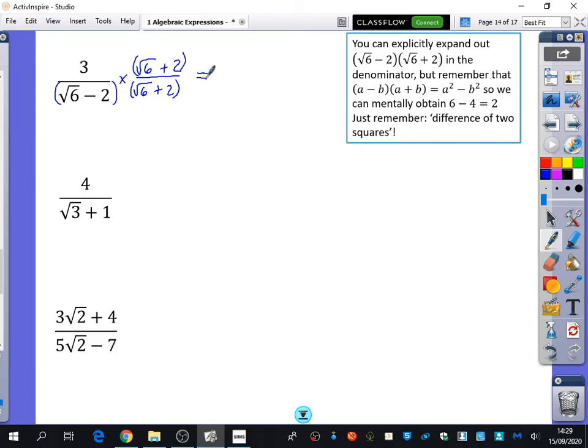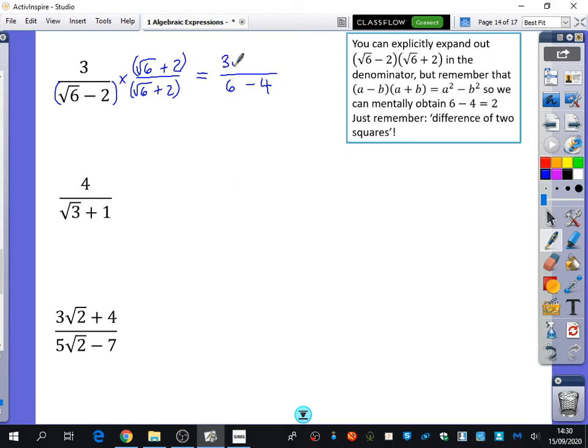So I've said in this box here, you can explicitly expand out those double brackets in the denominator. But remember, because it's a minus b, a plus b, because these are difference of two squares here, it's just going to be equal to a squared minus b squared. So we can mentally do this in our head. So it's the difference of two squares. It's got to be them subtracted. So the denominator is going to be the root 6 squared, which is 6, minus the 2 times 2, which is 4. So we can avoid having to do all of that expansion and save us a little bit of time. And what about the numerator? Minhaj, what's the numerator going to be for this fraction?